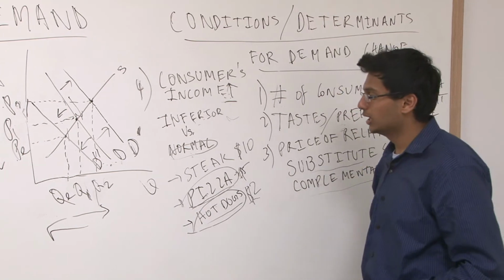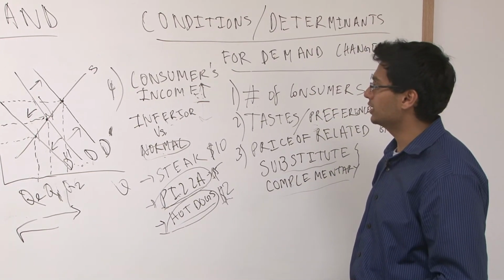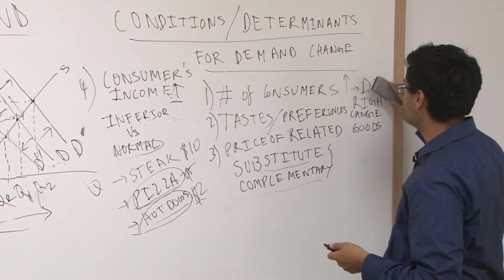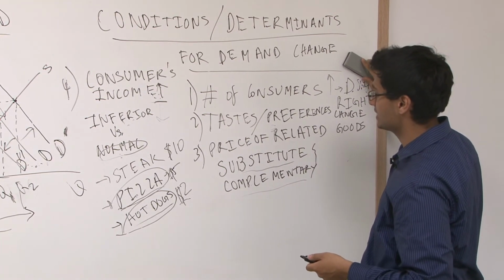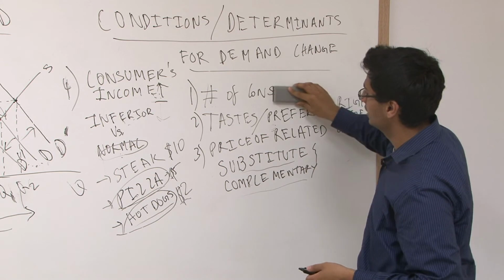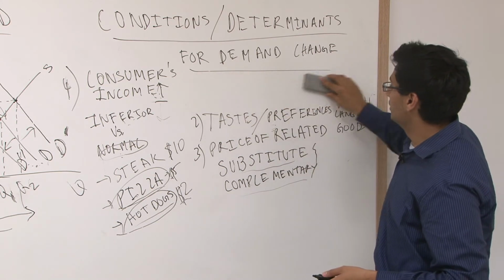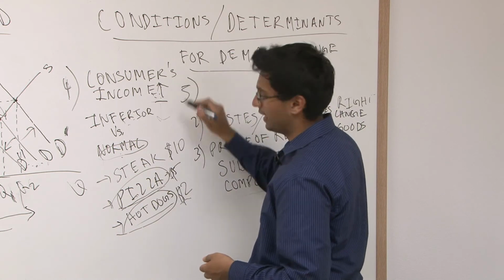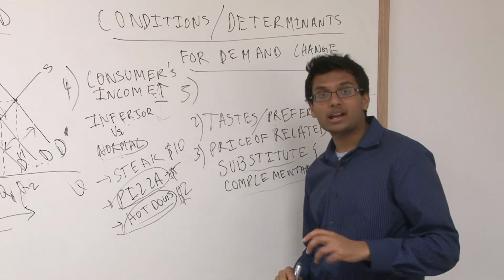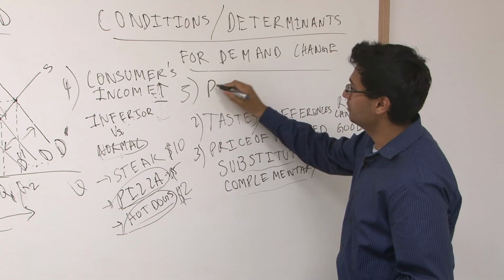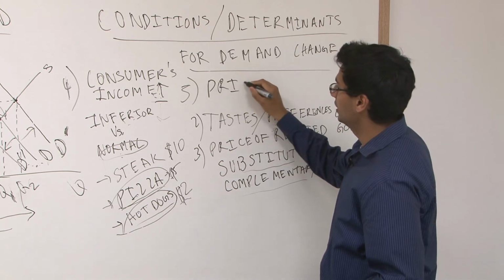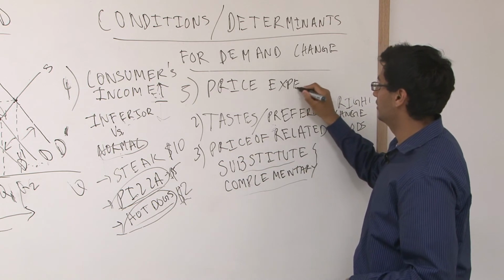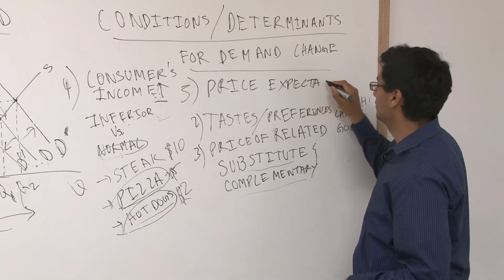So my last one, I'm going to erase this part. I'm going to erase number 1. Hopefully you guys have it down. My last one is number 5. What's number 5? The price expectation. So let me write that down. Price expectation.